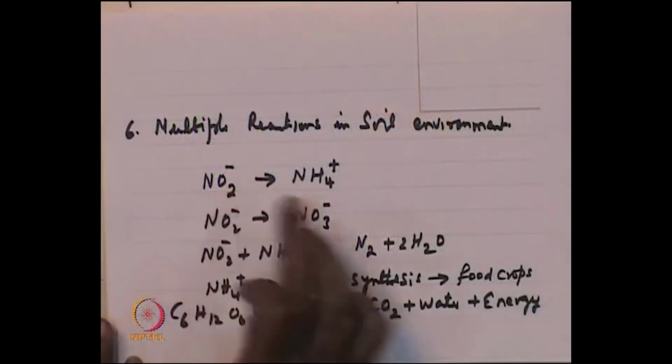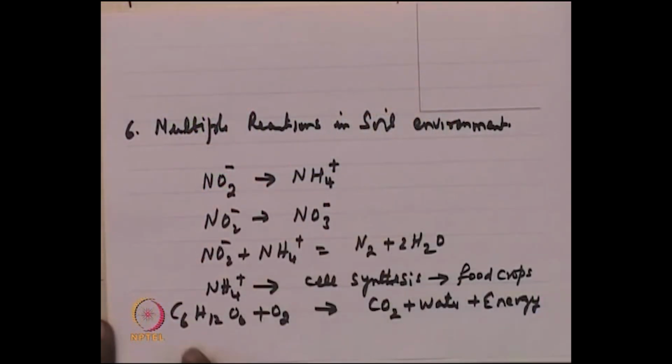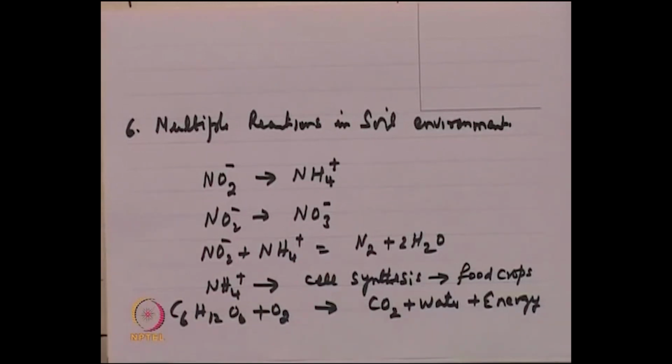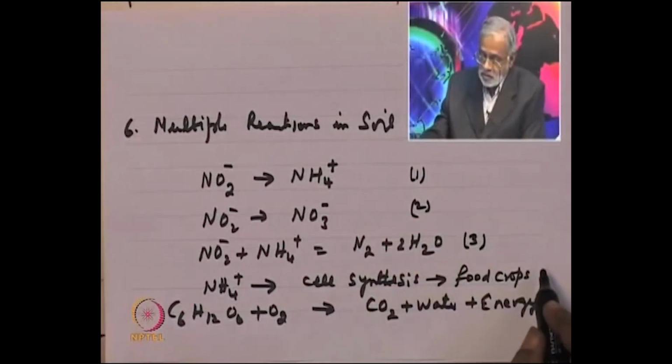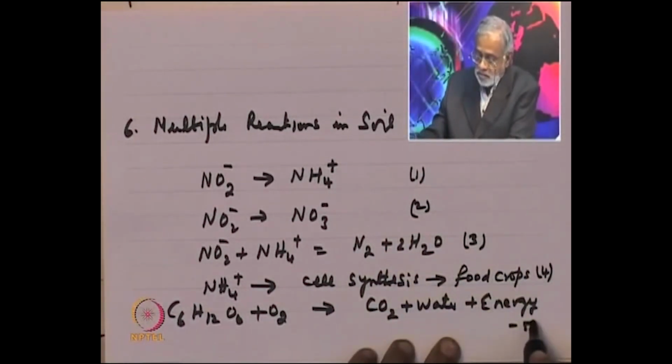Now, we can do experiments to find out what happens to NO2 minus, NO3 minus, NH4 plus, and carbohydrate, which can be measured appropriately. In other words, we can do a small experiment to find out how these nutrients, NO2 minus, NO3 minus, NH4 plus, and carbohydrate, are channeled into various pathways through simple experiments. Now, if I call this reaction 1, this reaction 2, reaction 3, reaction 4, and reaction 5.